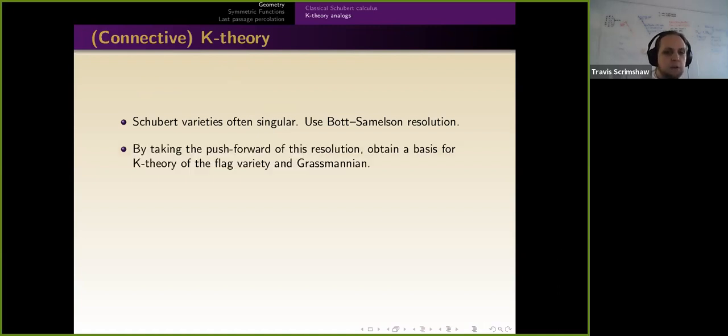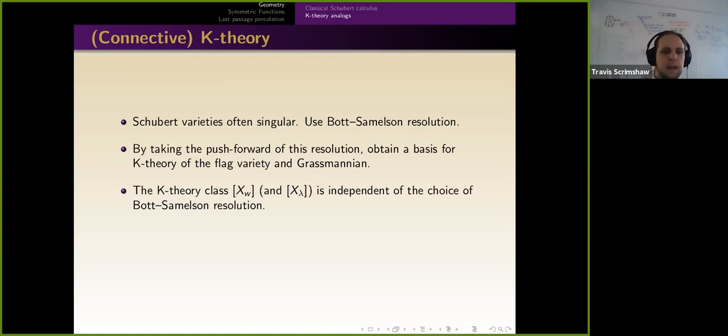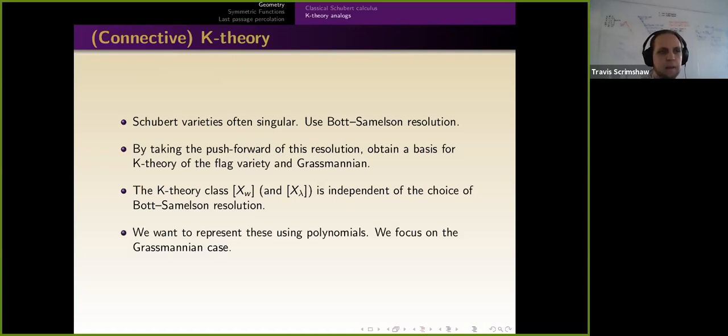And we can take the push forward of this resolution, and we can obtain a basis for the K-theory. Effectively, what we have then is a basis for the K-theory given by Schubert varieties again. As a technical point, Bott-Samuelson resolutions depend upon a choice of reduced expression, but the K-theory class is actually independent of this choice. So it's well-defined, indexing it by the permutation.